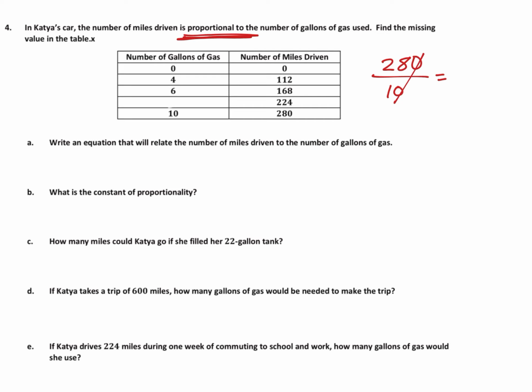So since it tells us it's proportional, we can find that constant by just using one set of numbers. And this gives us 28 per gallon. So we have y equals 28x, because we use that equation y equals kx, but k, our constant of proportionality, has to be 28.